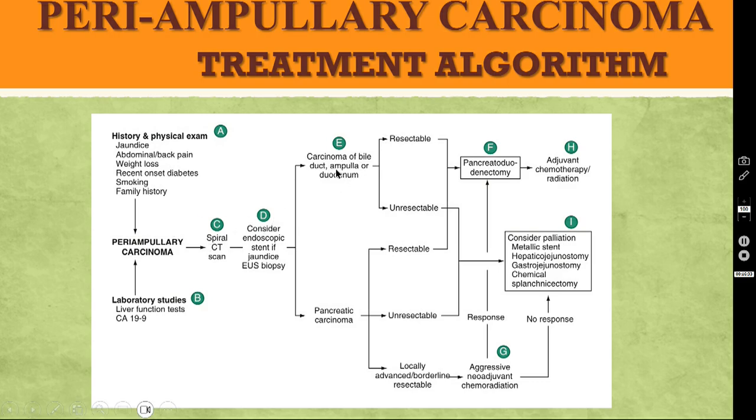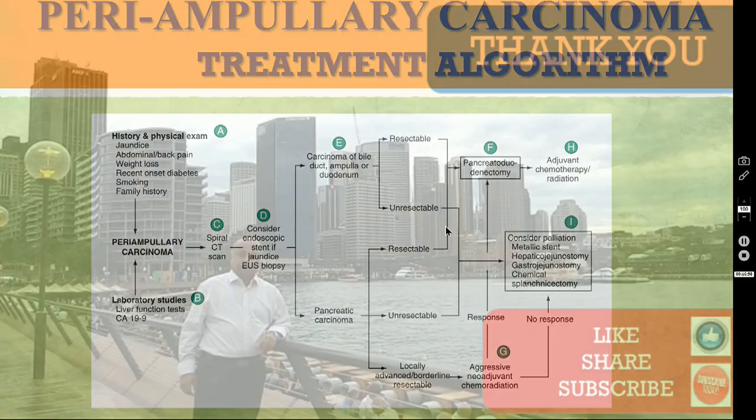Carcinoma of the bile duct, ampulla or duodenum. If it is resectable, what to do? If it is unresectable, what to do? If it is pancreatic carcinoma resectable, what to do? Pancreatic or duodenum, if it is unresectable, what you have to do? Everything is there. I have told you everything, so you can pause the video and read everything.